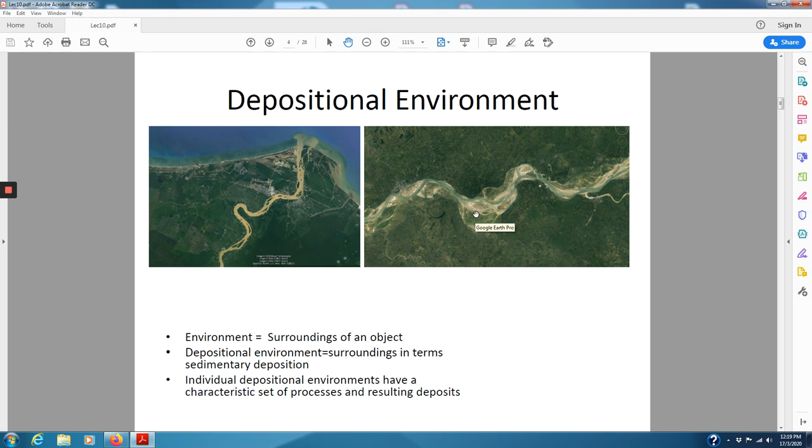So what do we mean by depositional environment? Well, let's go to the term environment first. Environment means your surroundings. Depositional environment means your surroundings in terms of sedimentary deposition. So different depositional environments will have different processes interacting with the sediments. And because of the different processes, you get a different distribution and also a different character to the sediments there. So individual depositional environments have a characteristic set of processes and resulting deposits.